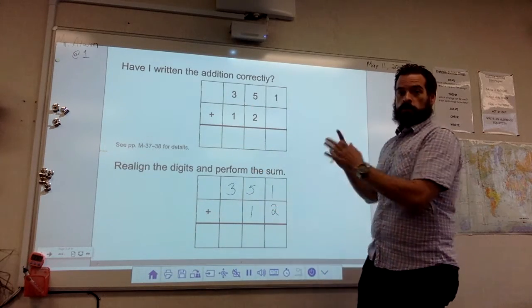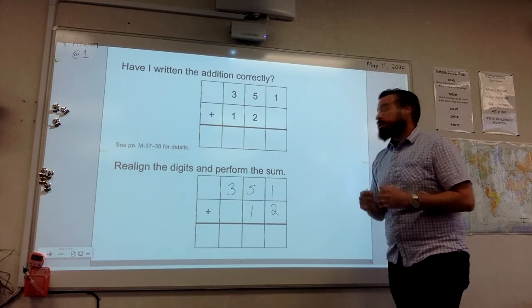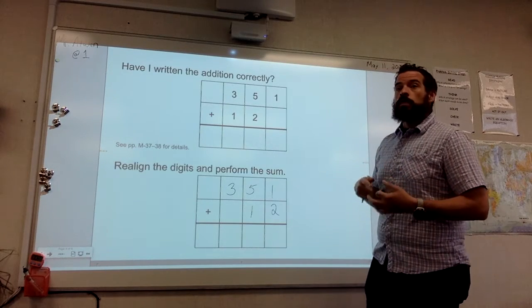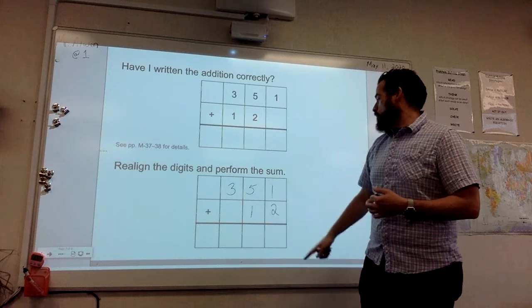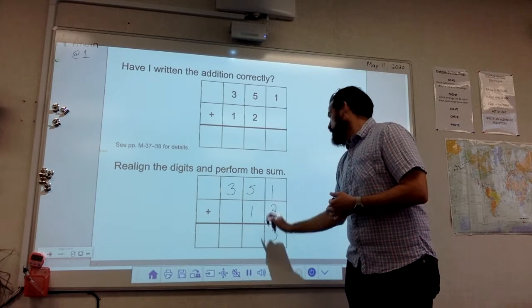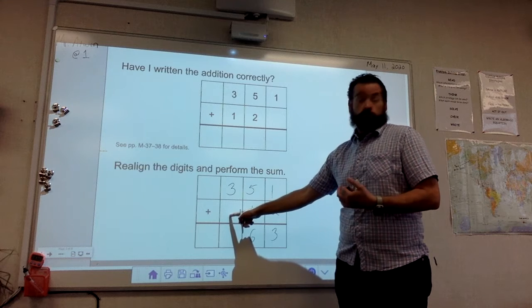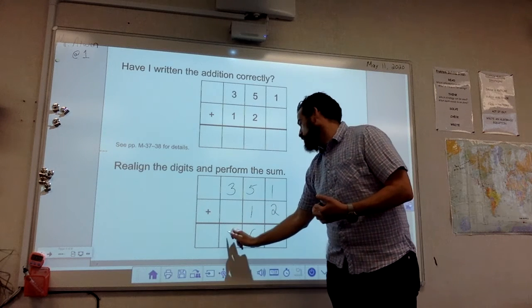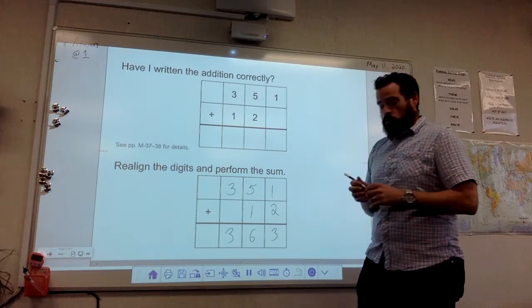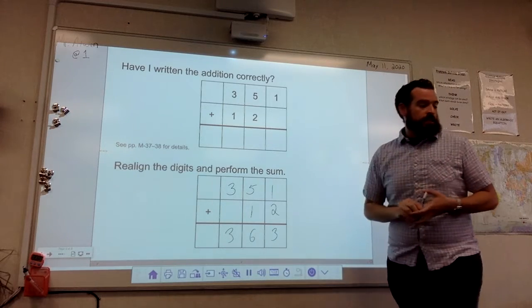So it's important that we line those up, get the place values set up correctly so that we can get the right answer. So 1 plus 2 is 3, 5 plus 1 is 6, 3, this is blank. We treat that as a 0, so 3 plus 0 is 3. So our answer is 363.